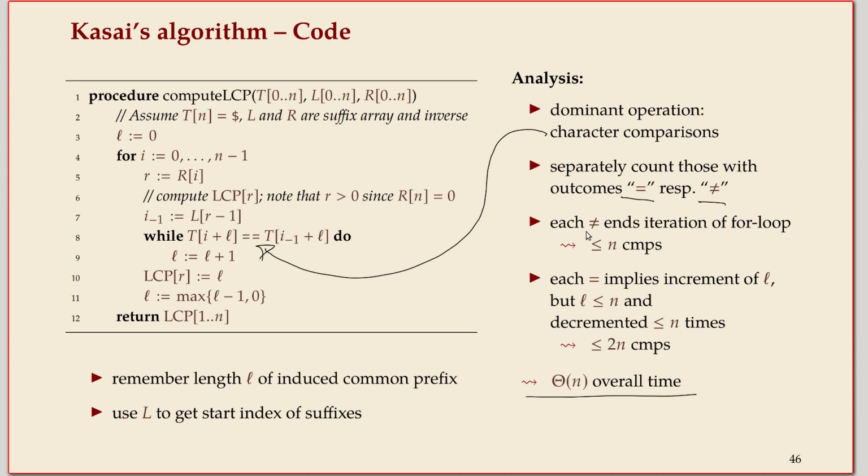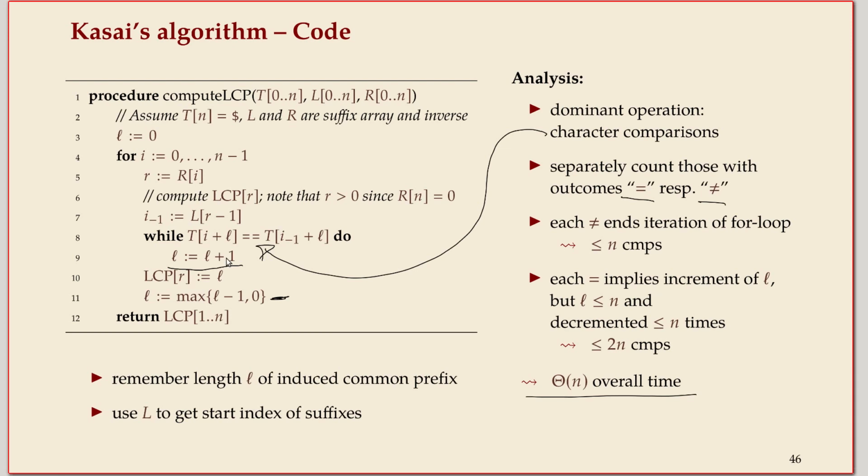If it's unequal, then we leave this while loop and we only execute the outer loop n times, as you can see here. So we won't have more than n of those unequal outcome comparisons. And for the comparisons that come out as equal, we always increment L. But L always remains at most n. It's the longest common prefix of two suffixes. And we always make it one smaller at the end of this loop. So we run this, making it smaller, n times at most.